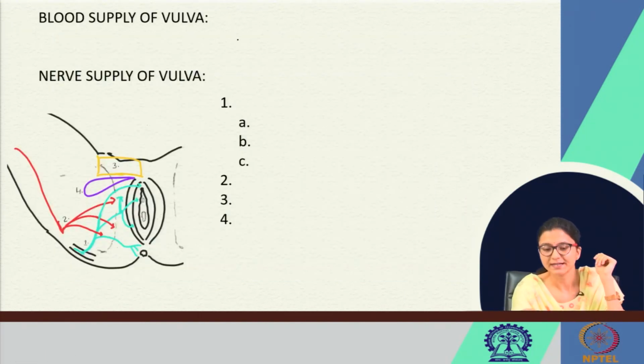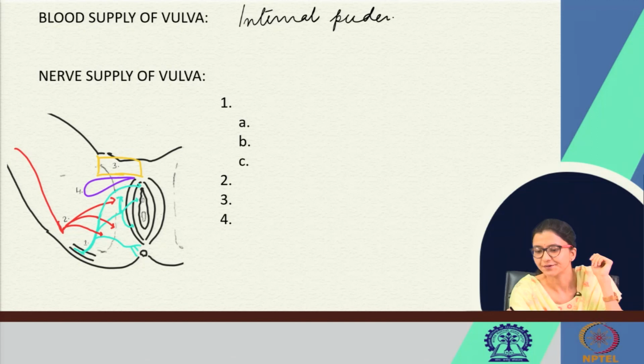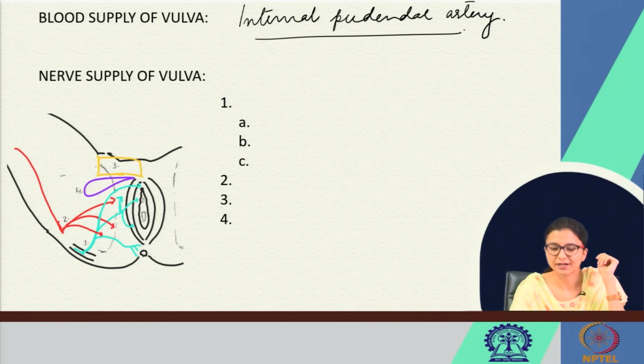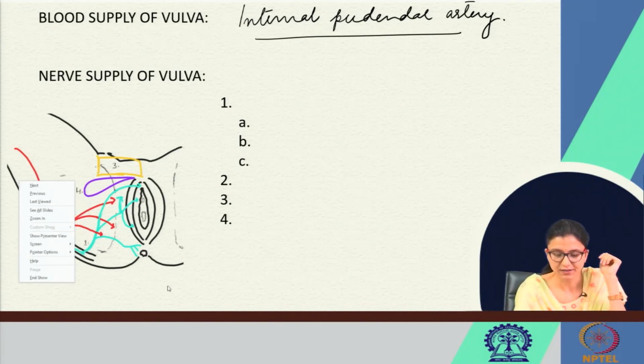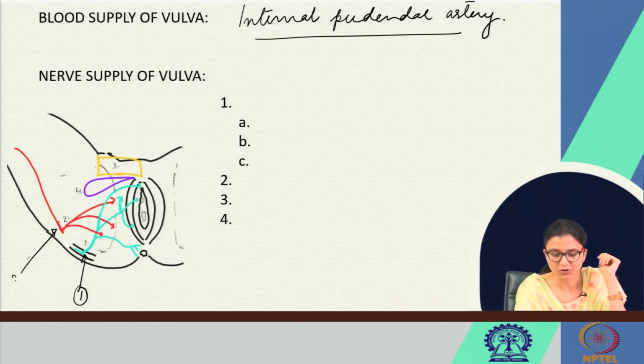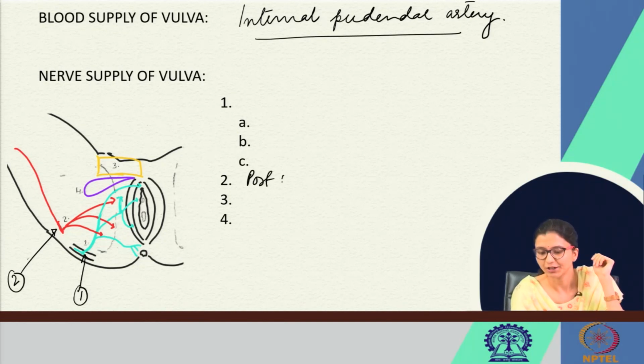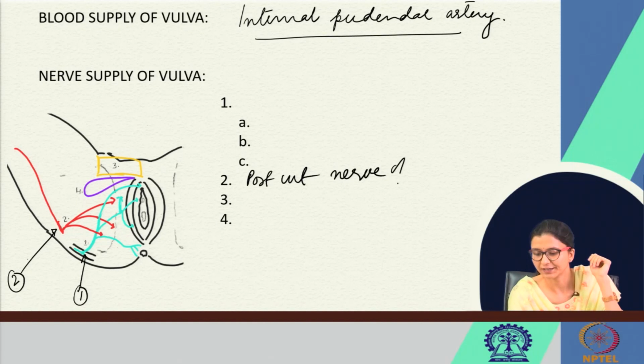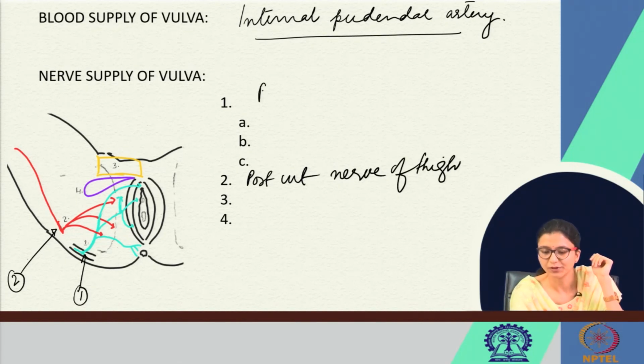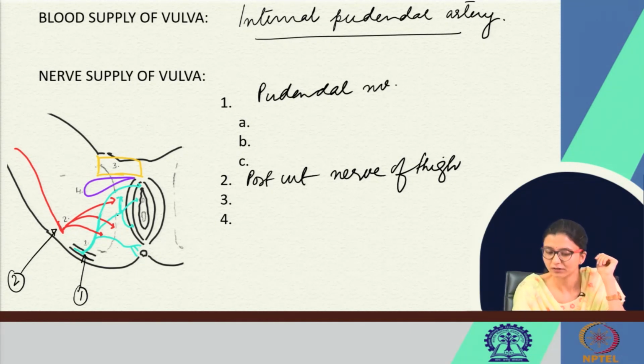Now, the blood supply of vulva is from internal pudendal artery. This is a branch of uterine artery. Now, our nerve supply. Nerve supply, there are two important nerves, right. Number 1 is the pudendal nerve, and number 2 is the posterior cutaneous nerve of thigh. Pudendal nerve, it supplies whole of the vulva.